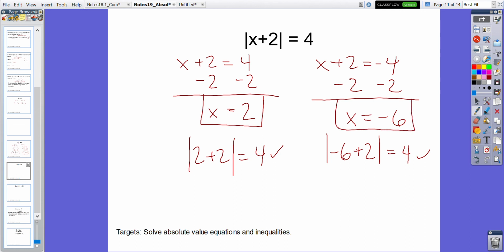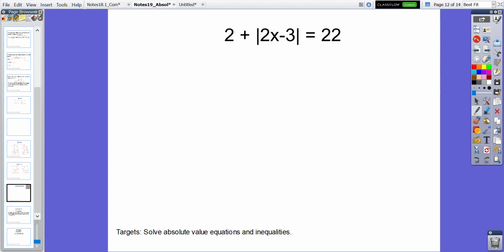Okay, but let's take a look here at another example. Something different about this particular equation. 2 plus the absolute value of 2x minus 3 is equal to 22. So what we want to do is, before we split it into positive and negative numbers, I have to deal with this positive 2 here. I want to get rid of that so that I have the absolute value of 2x minus 3 by itself before I split it.